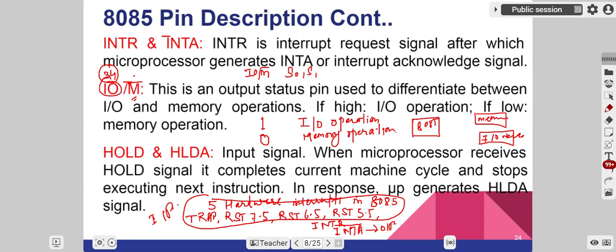Next two pins are HOLD and HLDA, which are 39 and 38.